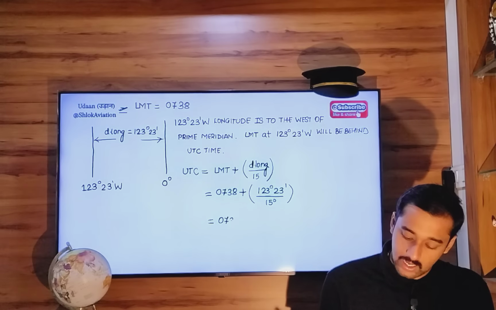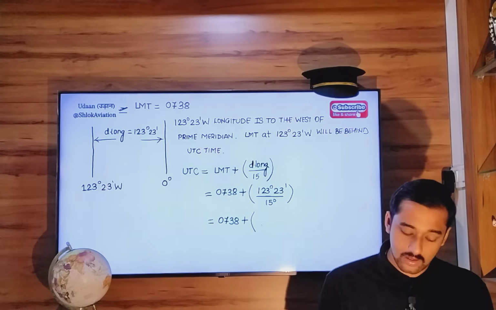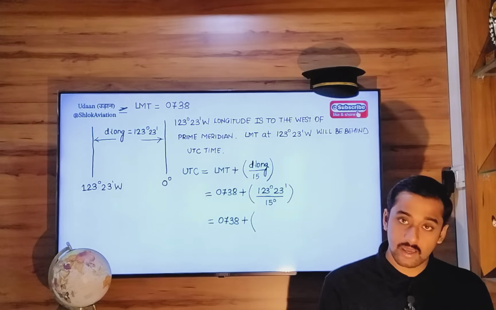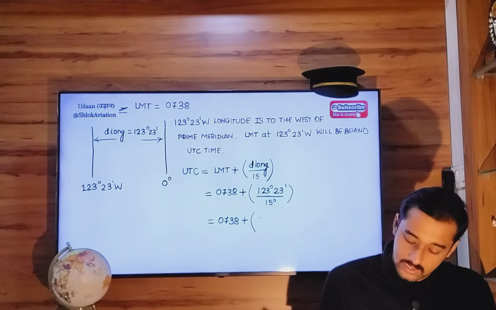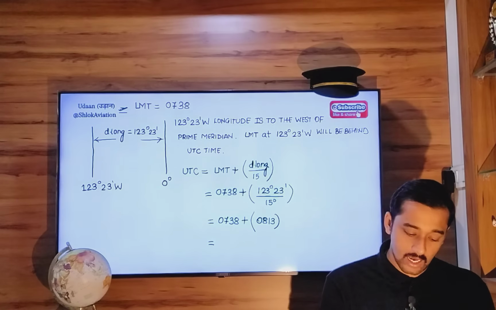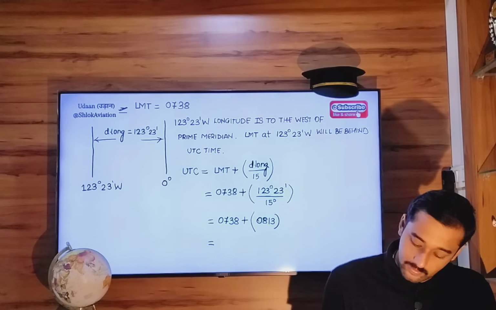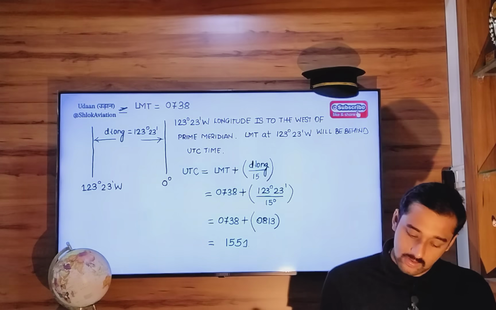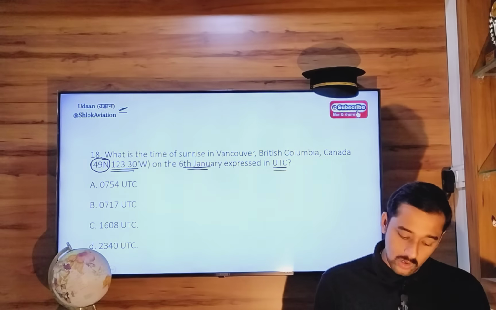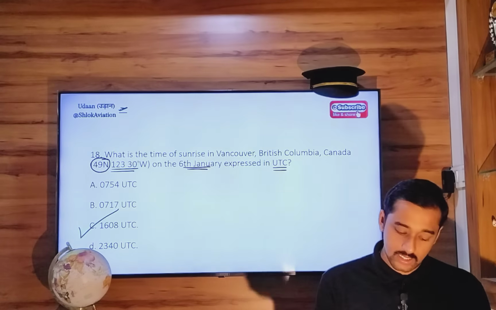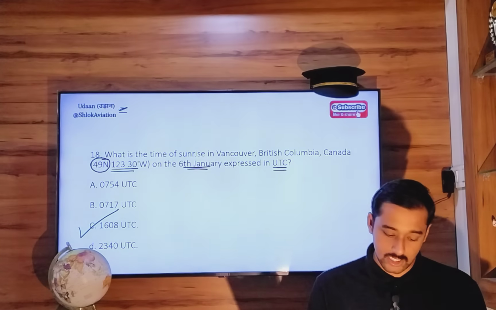So 0738 plus 123°, 23 minutes divided by 15 degrees, 8 hours 13 minutes. So 8 hours 13 minutes plus 7 hours 38 minutes is 15 hours 51 minutes. Okay, so the correct answer is 15 hours 51 minutes, or approximately, the closest option is option Charlie, 16 hours 8 minutes.